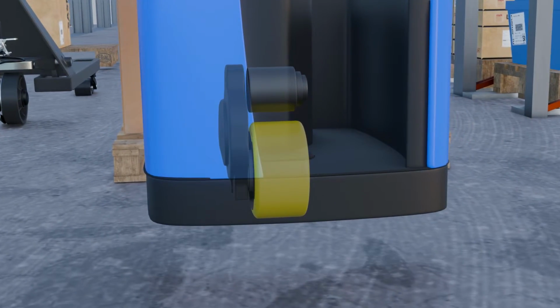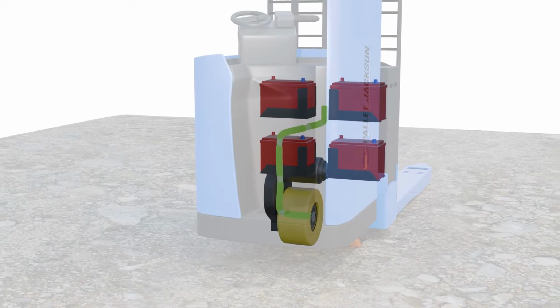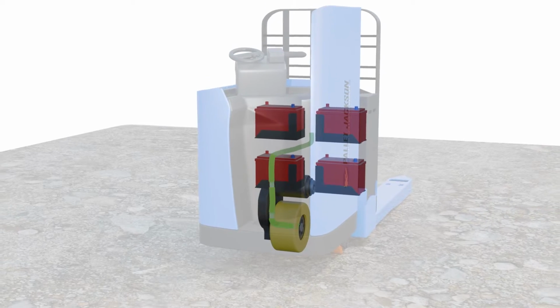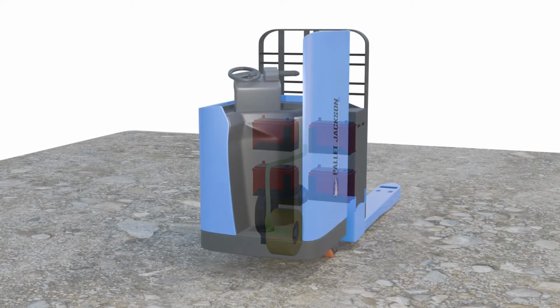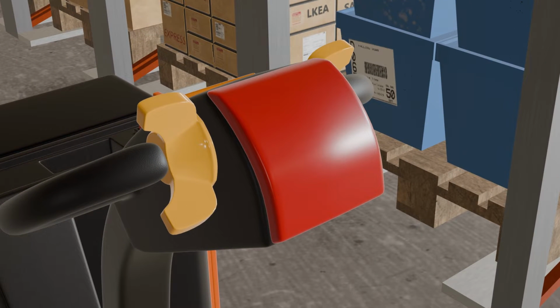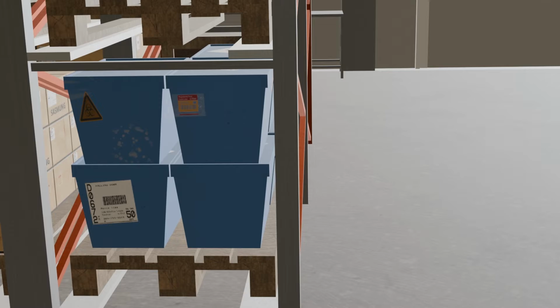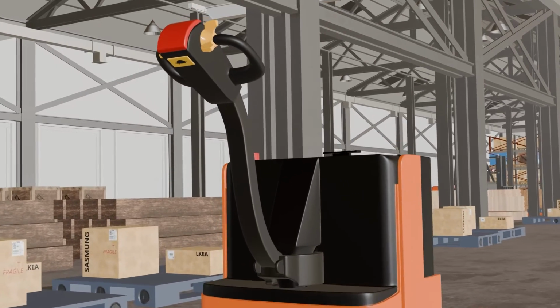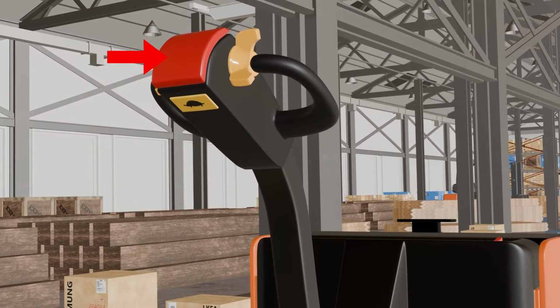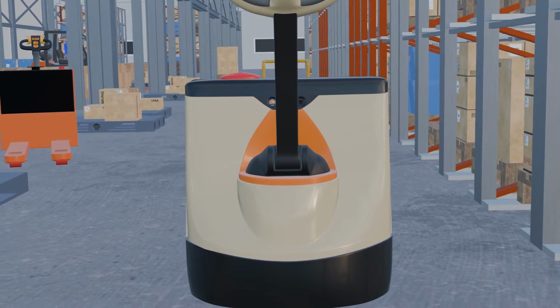Advanced control systems manage the seamless integration of regenerative braking with traditional braking components, ensuring smooth and controlled deceleration while maximizing energy efficiency. Next, we have emergency brakes. Emergency brake systems are critical safety features designed to bring the pallet jack to an immediate and complete stop in the event of an emergency or hazardous situation. These brakes are typically activated by a prominent red button or lever, allowing for quick and easy access in case of sudden obstacles, collisions, or other unexpected events that require an instantaneous halt.